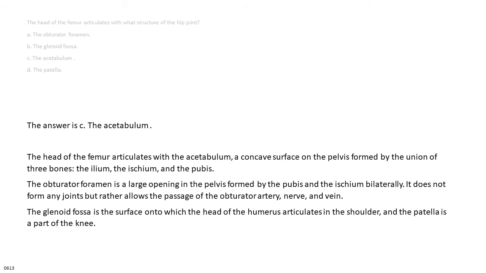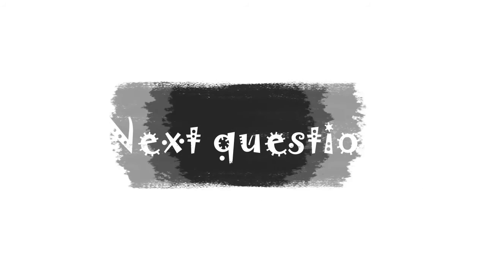The obturator foramen is a large opening in the pelvis formed by the pubis and the ischium bilaterally. It does not form any joints but rather allows the passage of the obturator artery, nerve, and vein. The glenoid fossa is the surface onto which the head of the humerus articulates in the shoulder, and the patella is a part of the knee.